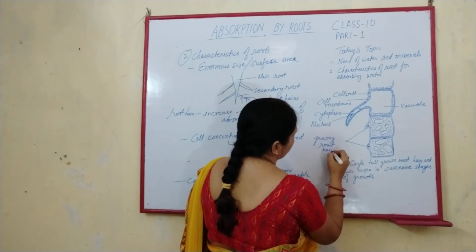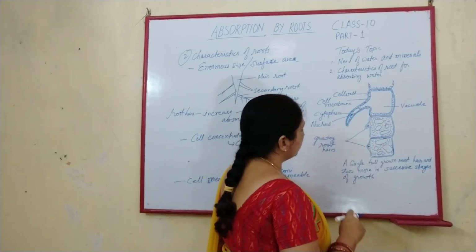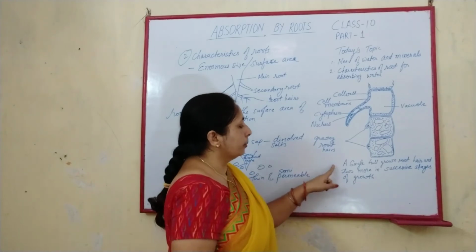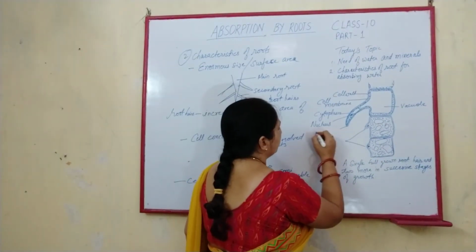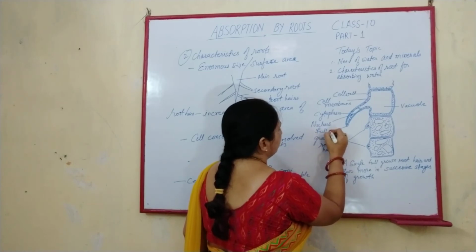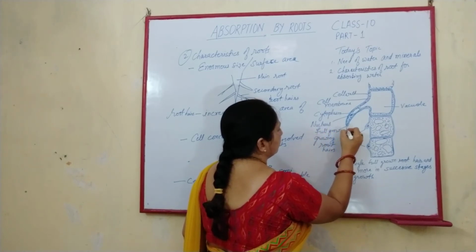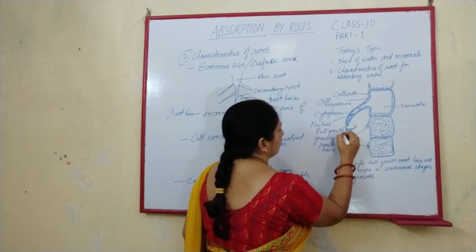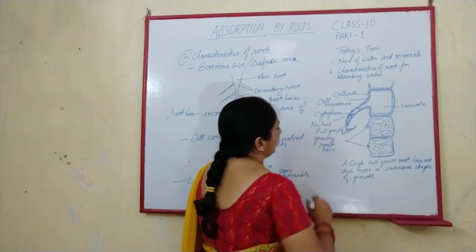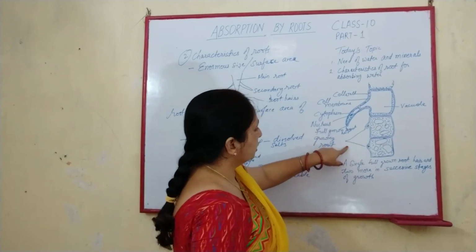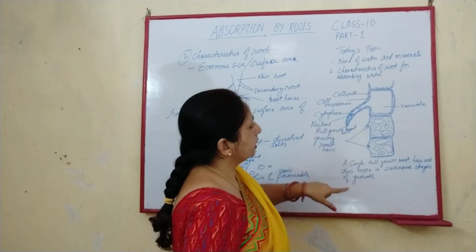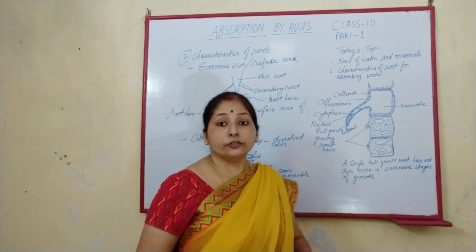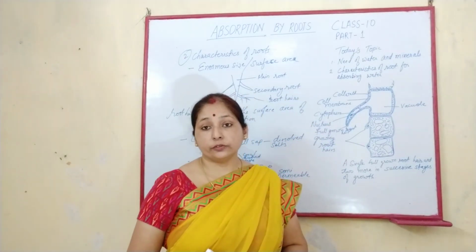So these are the stages. This diagram is about a single full grown root hair. This is the full grown root hair, and these two are the structures in the successive or developing stage. So this diagram is very important from the examination point of view.